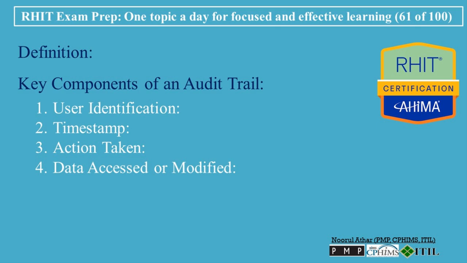4. Data accessed or modified. The audit trail specifies which data was accessed, viewed, or modified. This could include patient health records, lab results, diagnoses, billing records, or administrative data. In cases where data is modified, the audit trail may also capture the original data and the changes made.